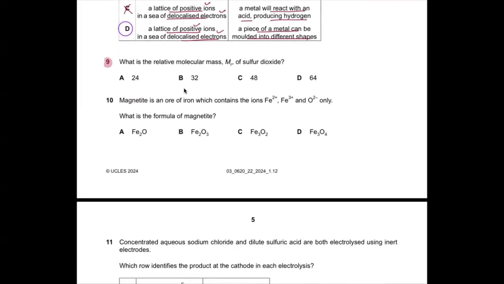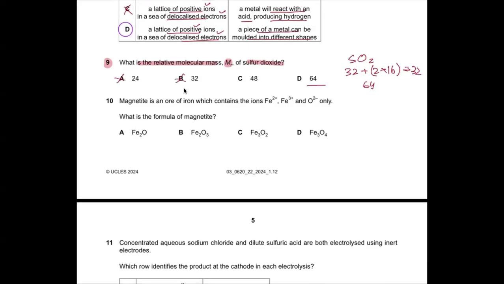Now, MCQ number 9, what is the relative molecular mass Mr of sulfur dioxide? So sulfur dioxide is SO2, sulfur is 32, plus there are two oxygens, each oxygen is 16. So 16 plus 16 is 32, so it is going to be 64, which is D. So A, B, and C are wrong.